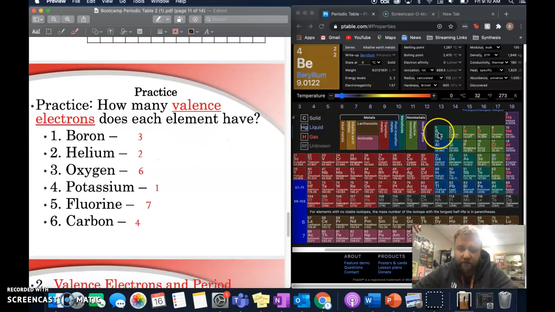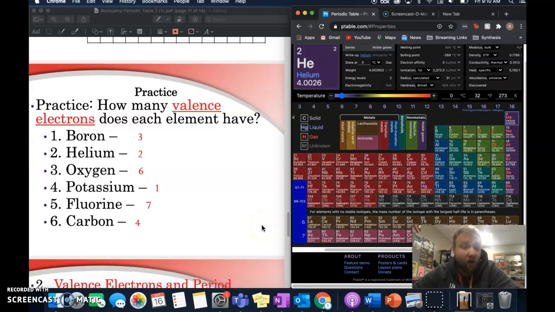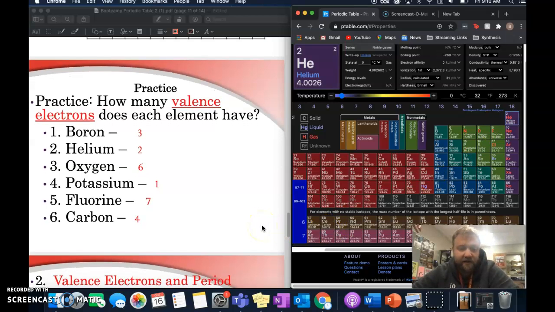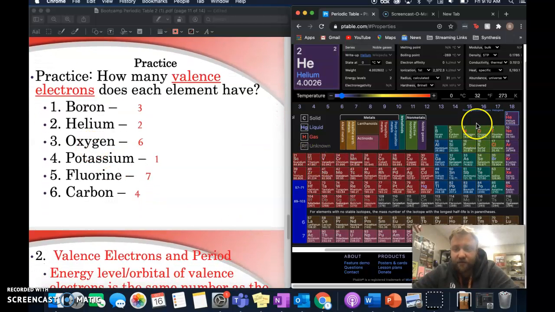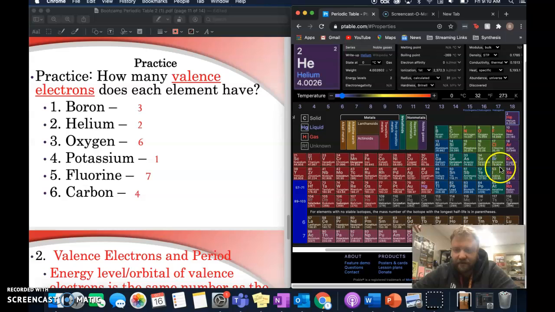So if you're looking at boron, boron's in group 13, so it's going to have 3 valence electrons. Helium's our trick question. Even though it's in group 18, for it to have a complete shell, it only needs 2 valence electrons. And if you look at it, it has the atomic number of 2, so it can only have 2 as its max amount. Oxygen, group 16, so it's going to have 6 valence electrons. Potassium, if we look at him right here, group 1, he only has 1. Fluorine, group 17, so he's going to have 7 valence electrons.